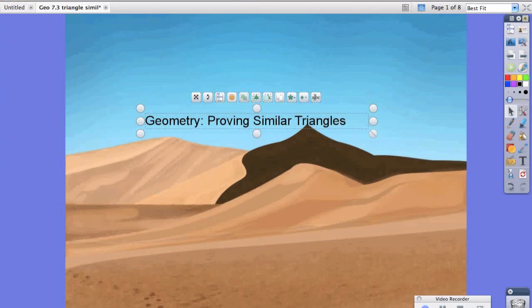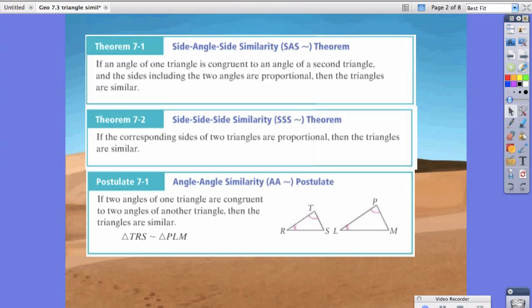Hello students, today in your geometry class we're going to be working on proving similar triangles. So before we start, let's look over two theorems and the following postulate.